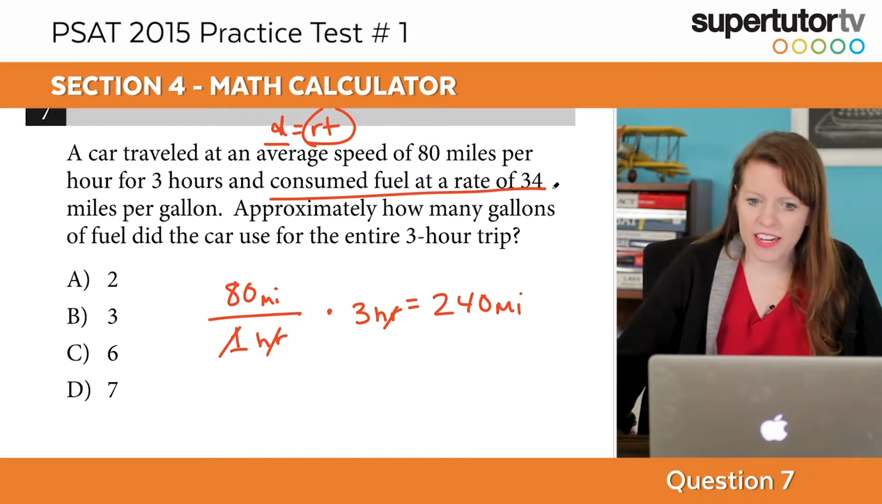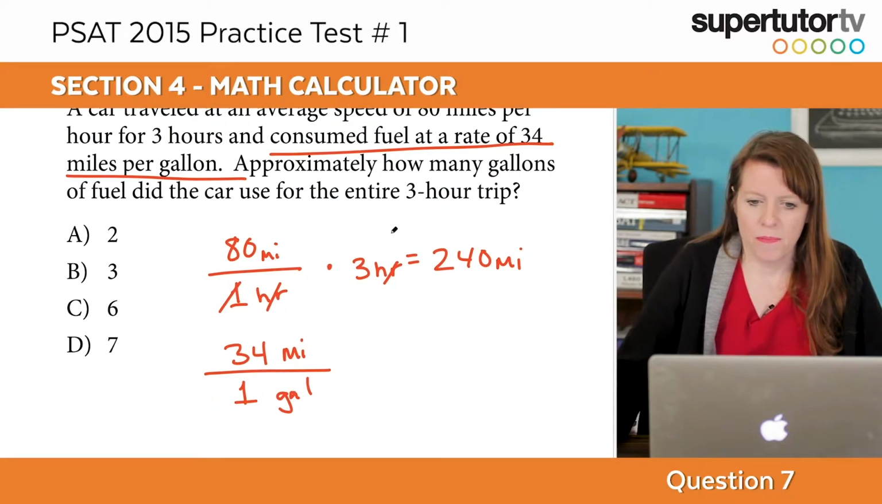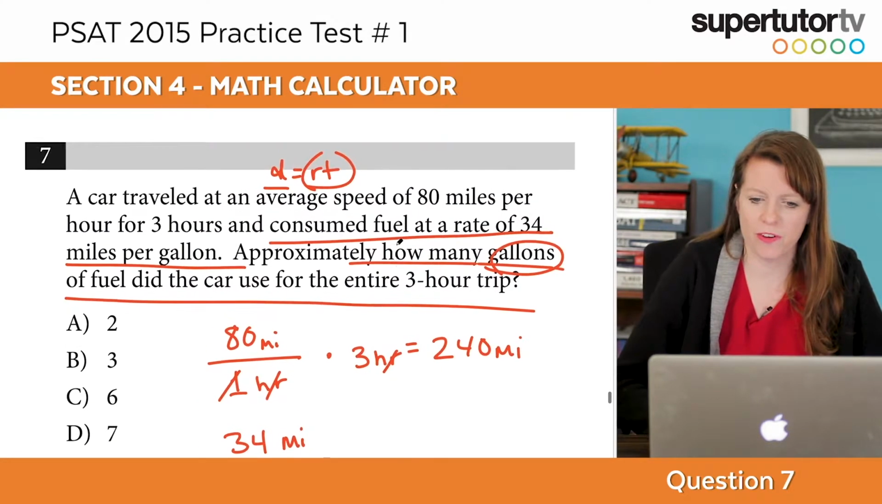That's cool. And it consumed fuel at a rate of 34 miles per gallon. Okay, 34 miles per 1 gallon. Okay, so maybe I actually didn't need that, but who knows? But maybe I could combine these to then figure out how many gallons. Oh yeah, and that's what I need. Approximately how many gallons of fuel did the car use for the entire 3-hour trip?